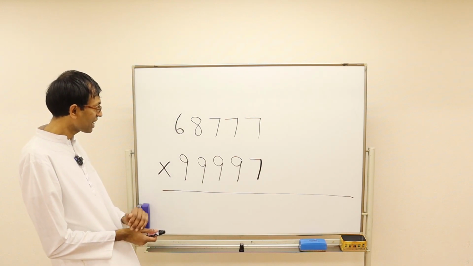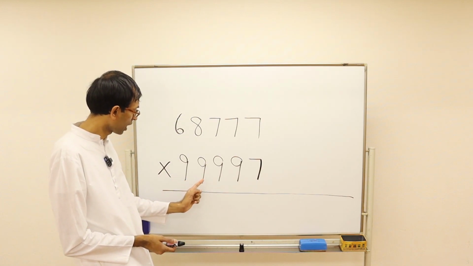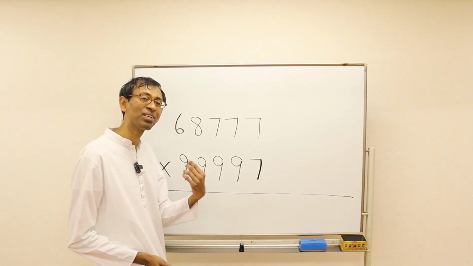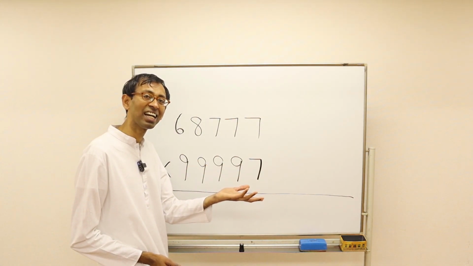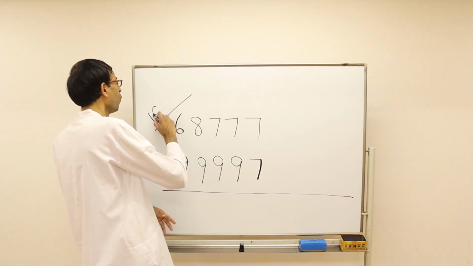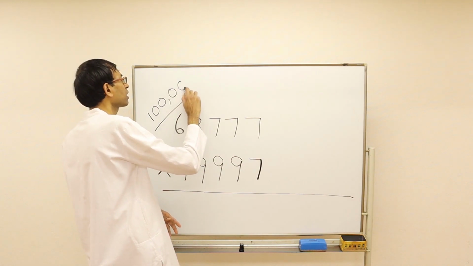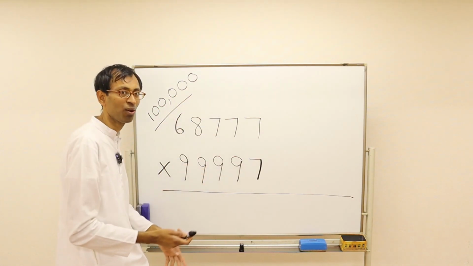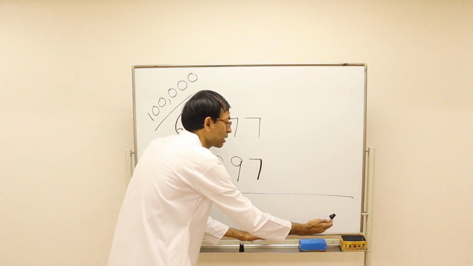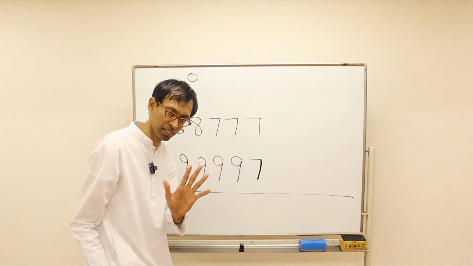Okay, this number is 99,997, but we have a best friend that is 100,000, close to this number. Okay, the base is 100,000. It has 5 zeros. So here we will have 5-digit numbers, and the second part of the answer will also have 5 digits.